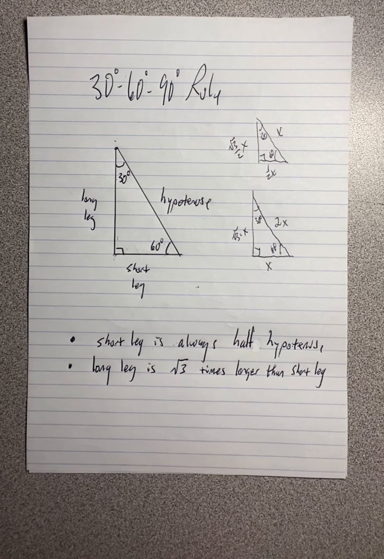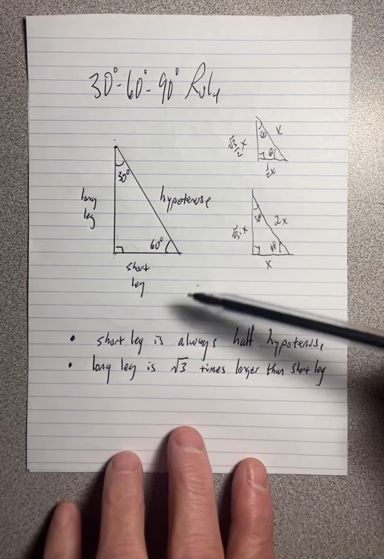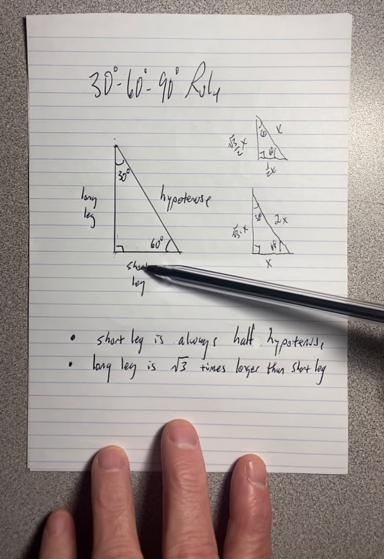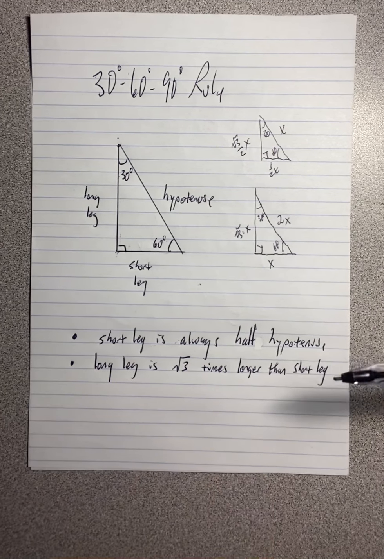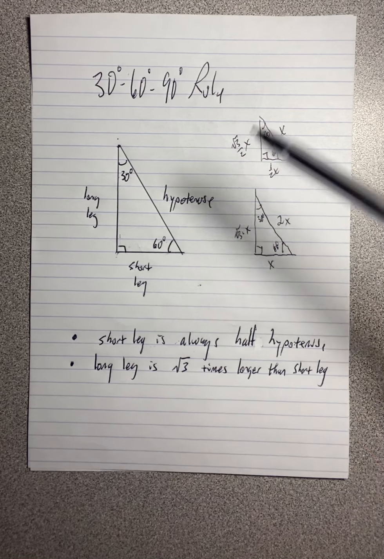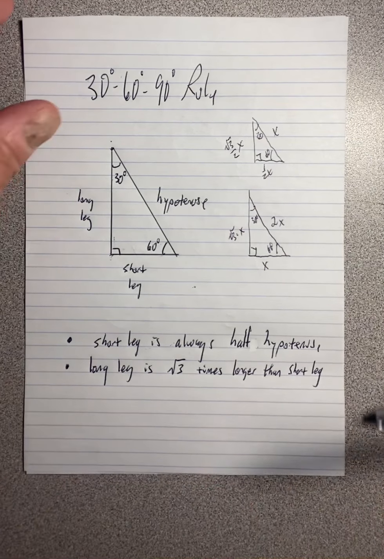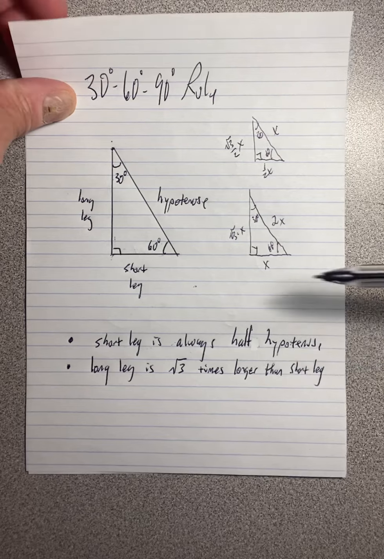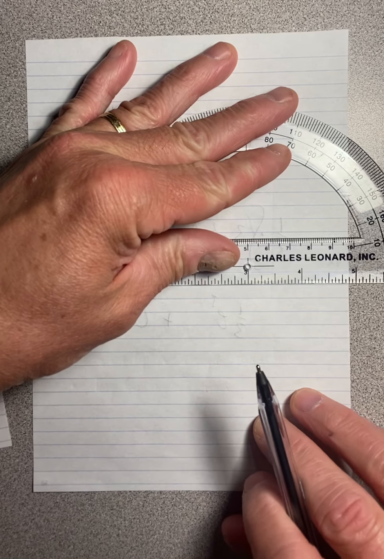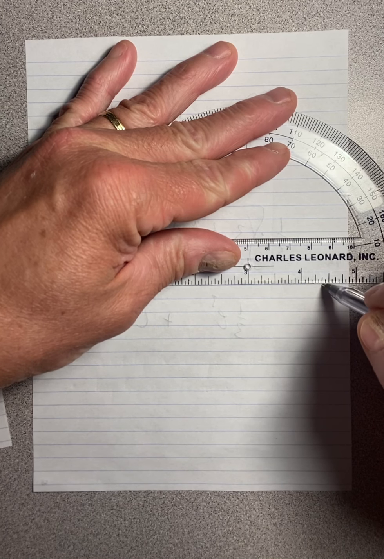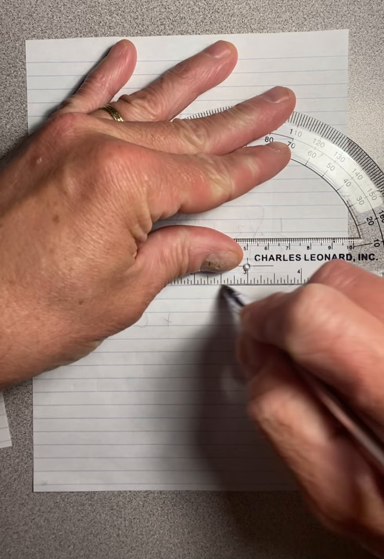So I like to just put it into words, make it quite plain, that the short leg is half the hypotenuse and the long leg is square root of 3 times longer than the short leg. And we're going to derive the rule in class, so we'll leave that to an activity. But I do want to show you how to use a protractor, and let's just build a 30-60 triangle and do some measurements, keeping in mind that we're not precise here.